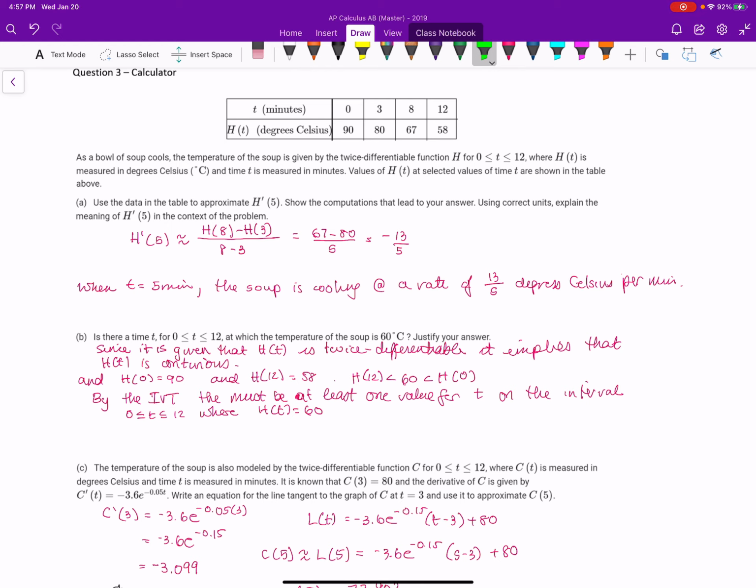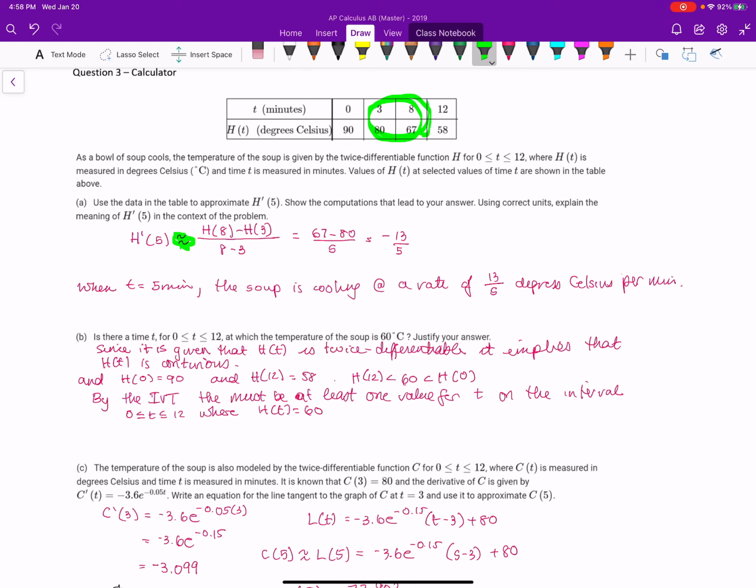It says use the data in the table that describes the cooling soup. Of note, it tells you h is twice differentiable. So use the data in the table to approximate h prime of 5. All we can do is use the average rate surrounding the 5, so I'm going to have to use these two coordinates. And don't forget, it's an approximation, so use the approximation symbol. I picked h of 8 and h of 3 to help me do that, and it's just the slope formula.